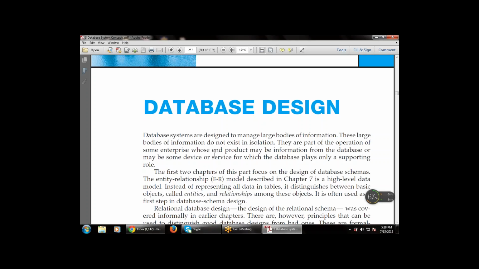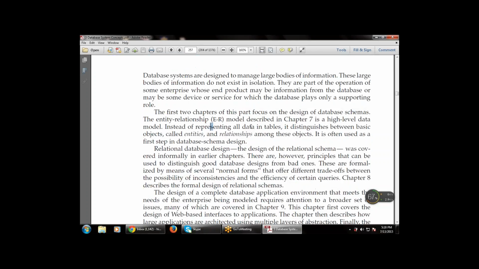The first two chapters of this part focus on the design of the database schema. The entity-relationship model described in chapter number 2 is a high-level data model. Instead of representing all the data in a table, it differentiates between the basic objects, like entities, and the relationships among the objects. It is often used as the first step in the database design, or database schema design.